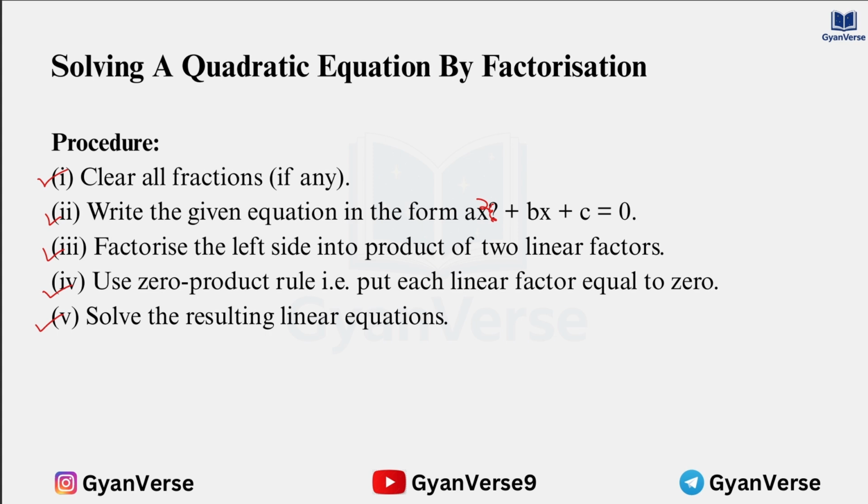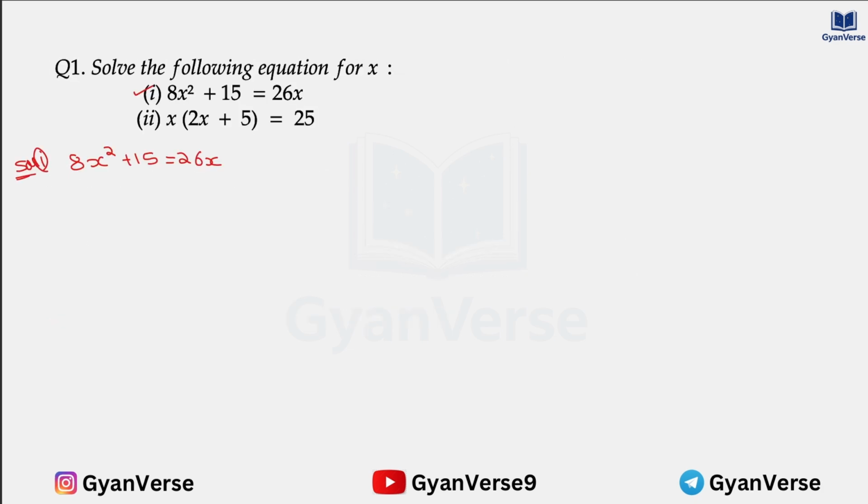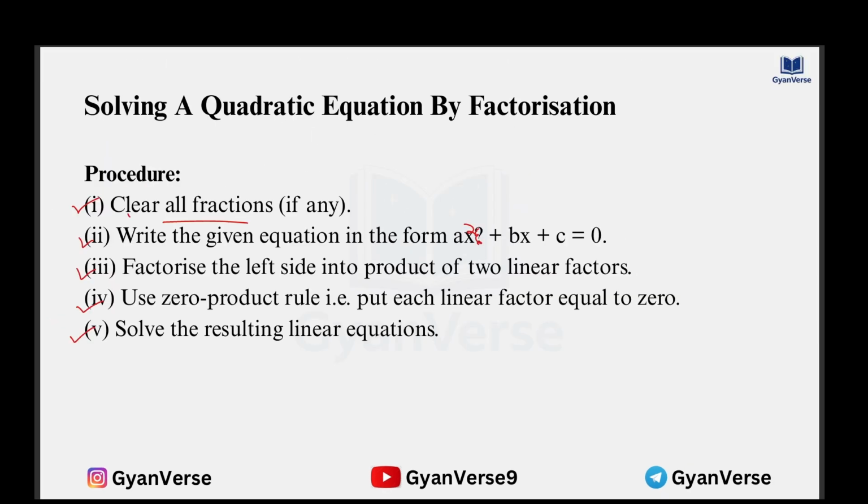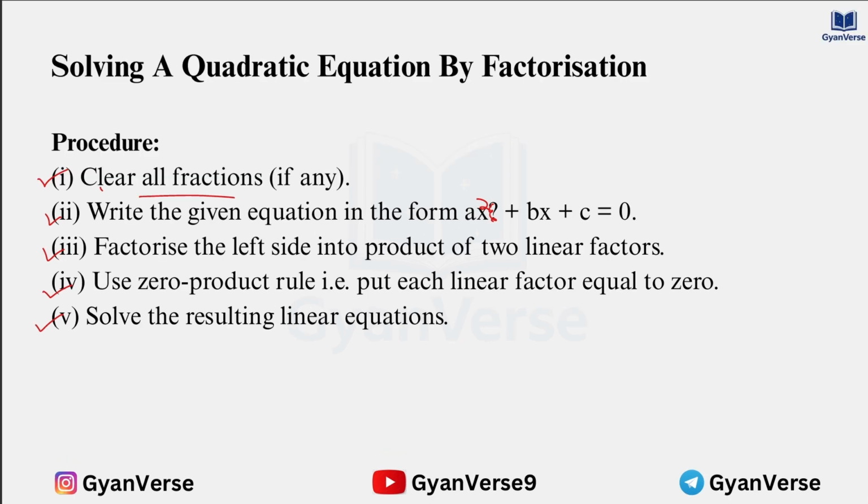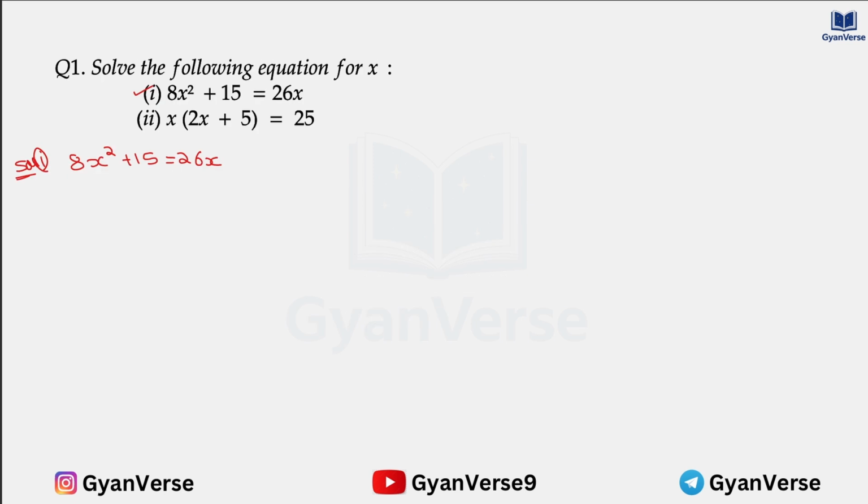Okay, we'll look at step 1. Step 1 is clear all fractions, if any. Are there any fractions? No, this equation is not in the form of fraction, so we don't have to do anything for the first step. Now we will move to the second step. Write the given equation in the form of ax square plus bx plus c equals to 0. Is this equation in that form? No, so we have to write it in that form.